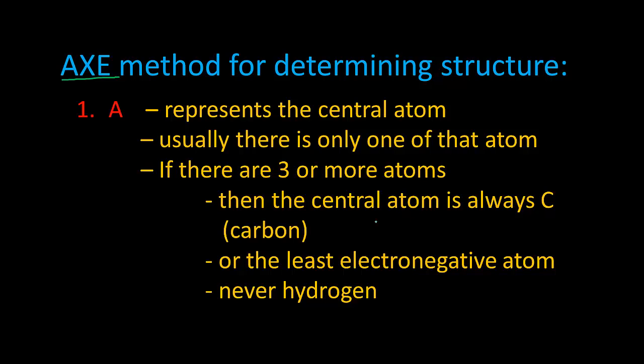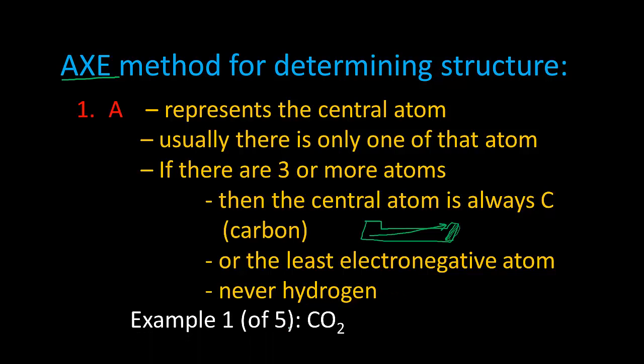So remember your electronegativity trends, guys. It looks like this. On your periodic table, electronegativity increases as you go up and to the right, and we do not include noble gases, but you don't have to worry about the noble gases because you're not going to see those in a compound. And it is never hydrogen. So let's take our example of carbon dioxide, CO2. So what would be the central atom? Well, here it's carbon, because it says right here it's always carbon.